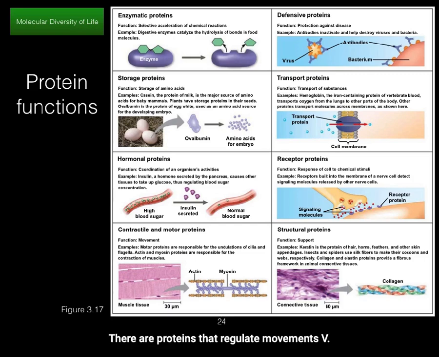Fourth, there are proteins that regulate movement. Fifth, there are proteins that are defensive and protect against disease. Sixth, there are transport proteins responsible for the transport or trafficking of substances through a cell or throughout an organism. Seventh, there are receptor proteins that respond to chemical and electrical signals in a cell in order to regulate a response. And finally, eighth, there are structural proteins that regulate the support of the cell as well as transport systems within the cell.